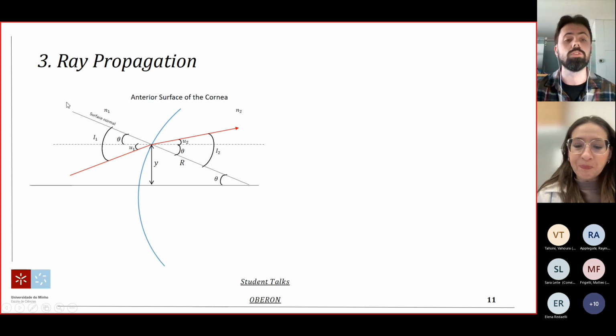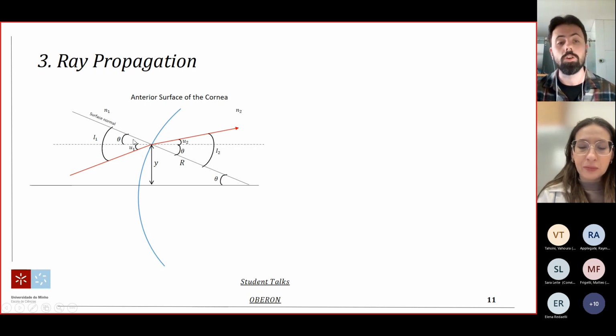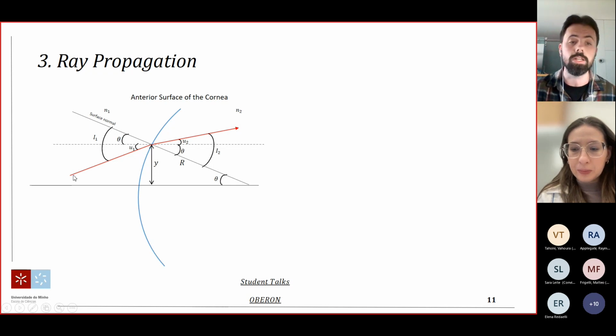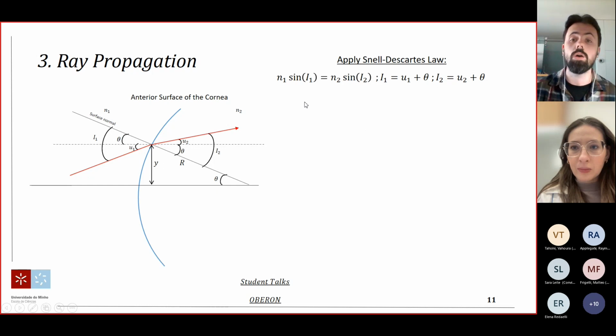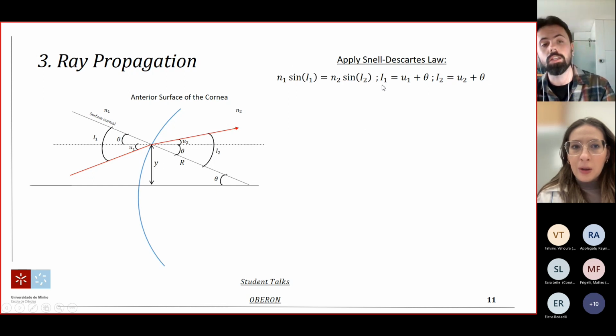So now we can see we have this surface, we draw this normal to the surface, taking into account the height at which this ray hits this surface, and now we are going to have the angle with which it is hitting this surface, of incidence and the refractive one. It's quite easy to apply the Snell-Descartes law, and it's quite easy to see that this angle is going to be the sum of this and this other.